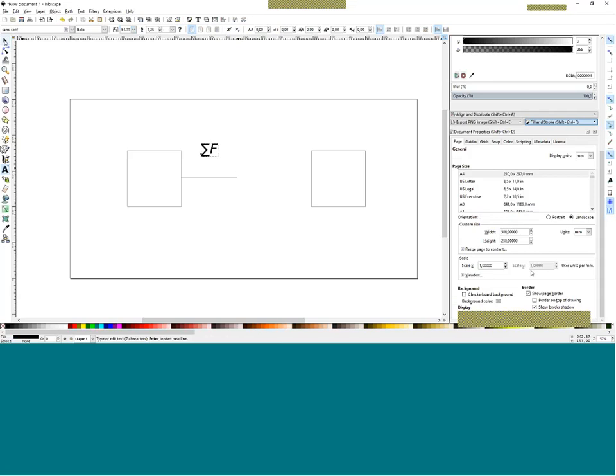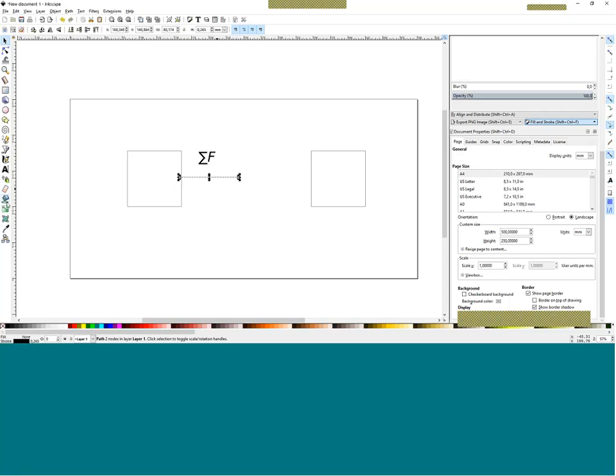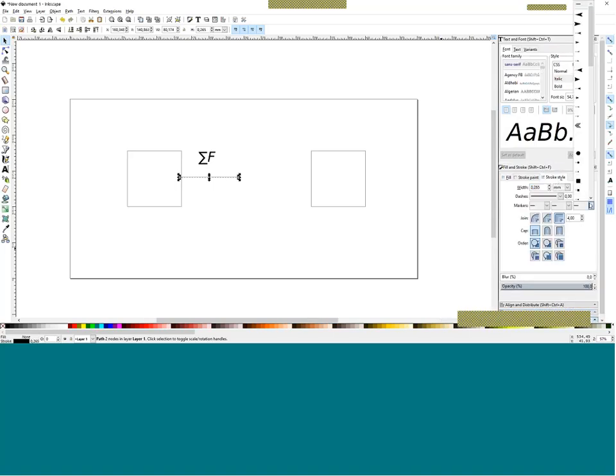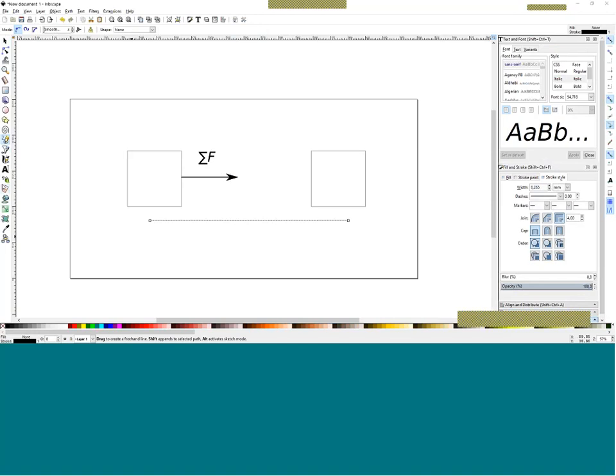As the summation of forces in direction one, there we go, so you can see it. And we make this block X.